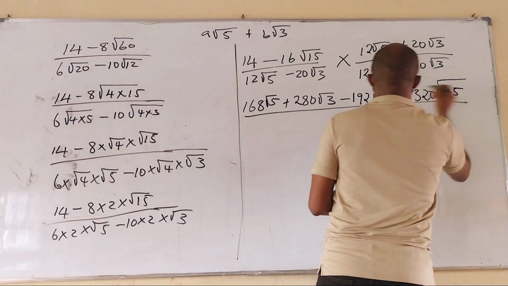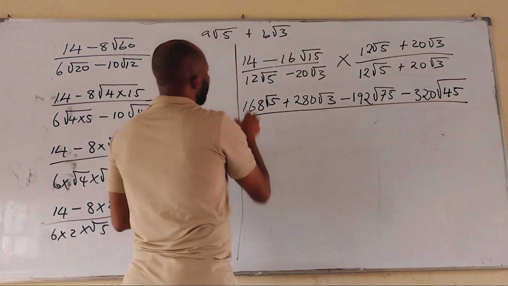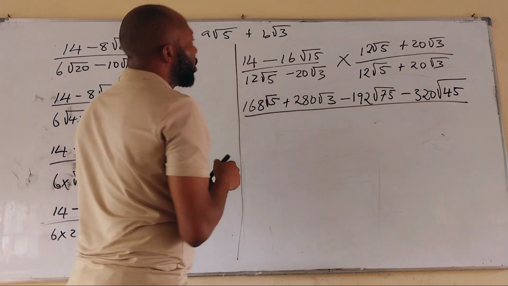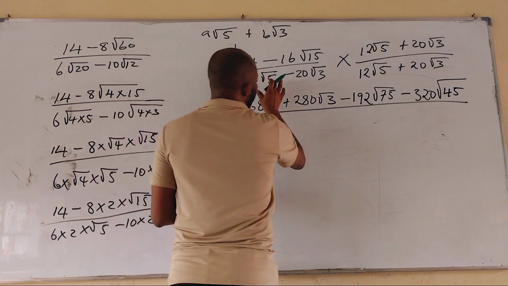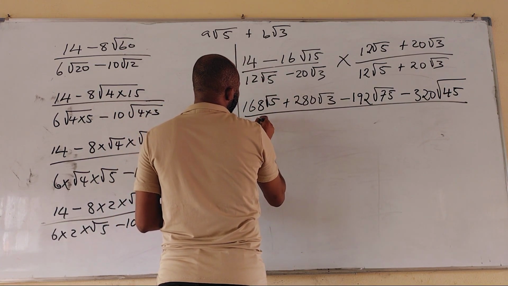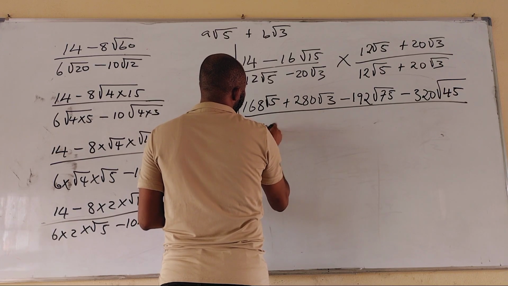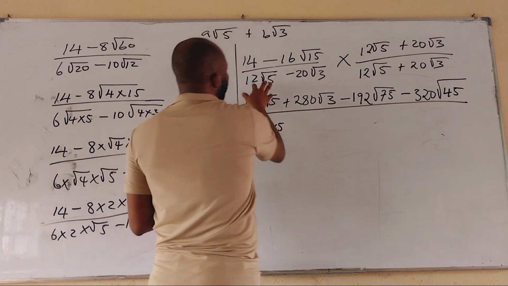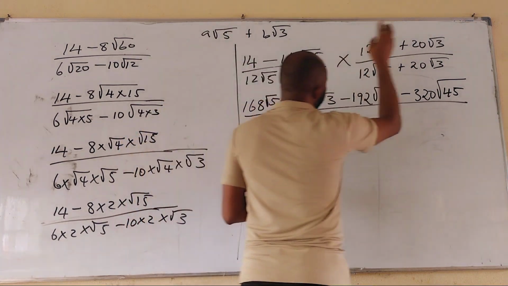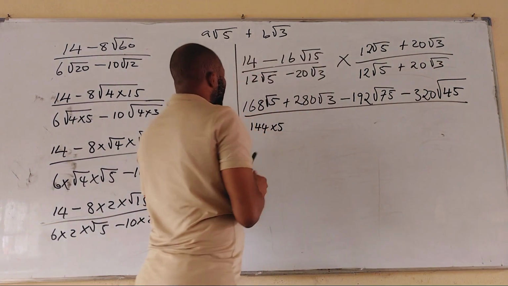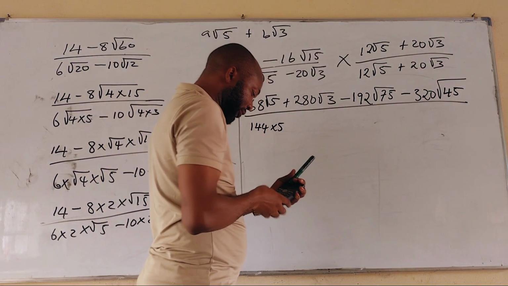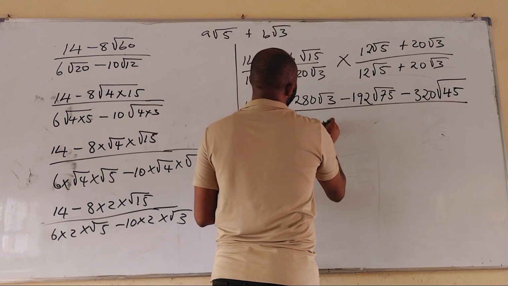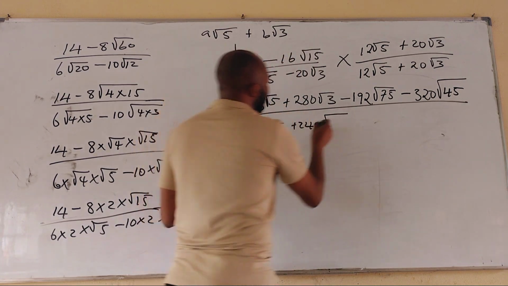All over 12 root 5 times 12 root 5. 144 times 5. Okay, so 12 times 12 is 144. Root 5 times root 5 is 5. 12 root 5 times 20 root 3. So 12 times 20 gives us 240. So that's plus 240 root 5 times 3 is 15.